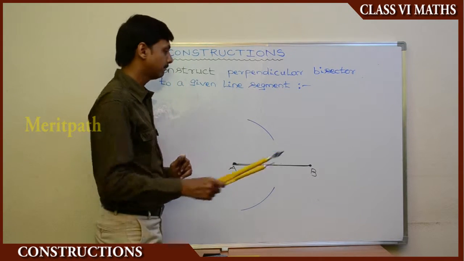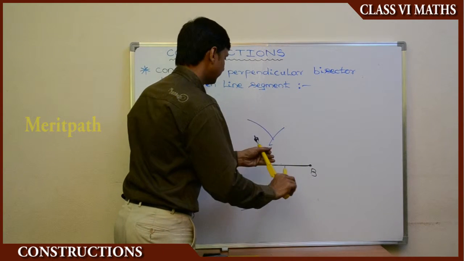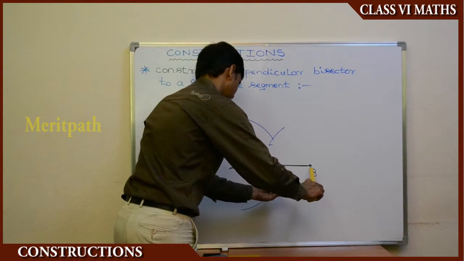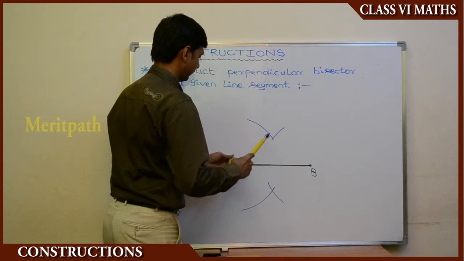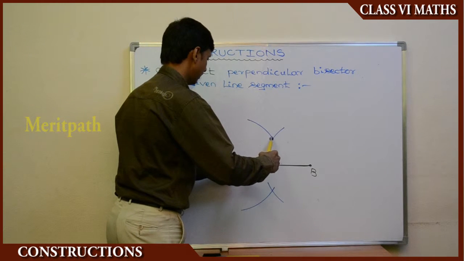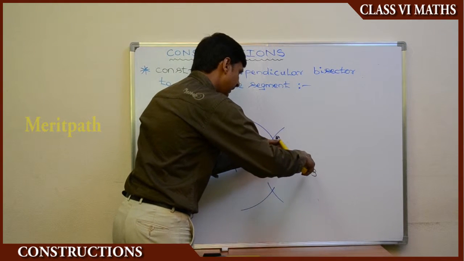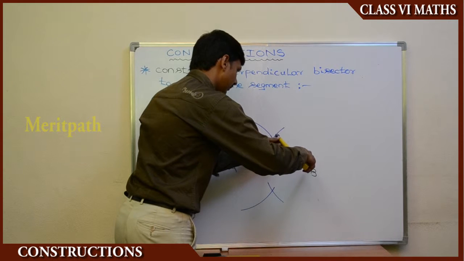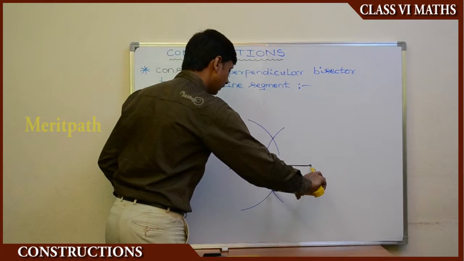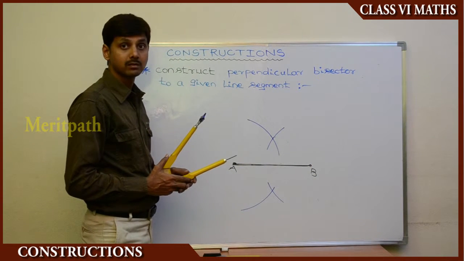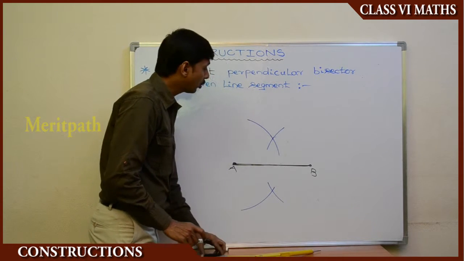With the same radius, now with the vertex B, cut this arc. With A we have done. With the vertex B, with the same radius, make an arc. We did an arc, and we also did it on the downside. So we got 2 arcs. So these 2 arcs should be joined together.